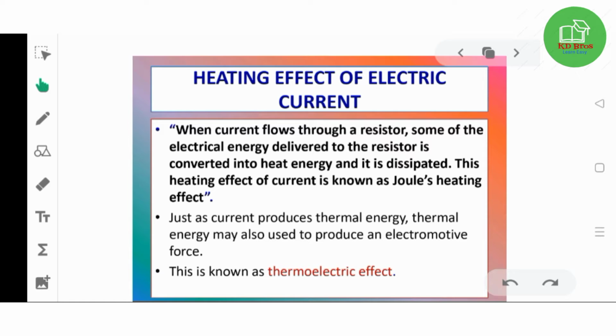Hi dear children, today we are going to see another new topic, heating effect of electric current. When current flows through a resistor, some of the electrical energy delivered to the resistor is converted into heat energy and it is dissipated. What is the meaning of dissipated? It is wasted. So this energy will be wasted in the form of heat energy.